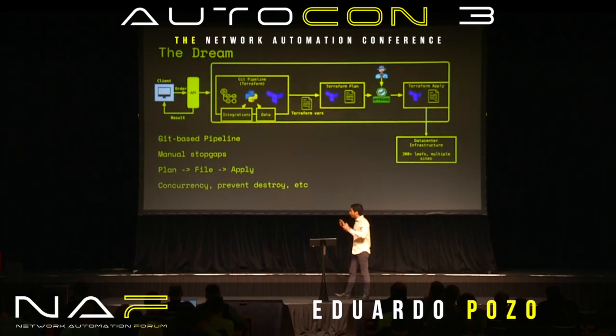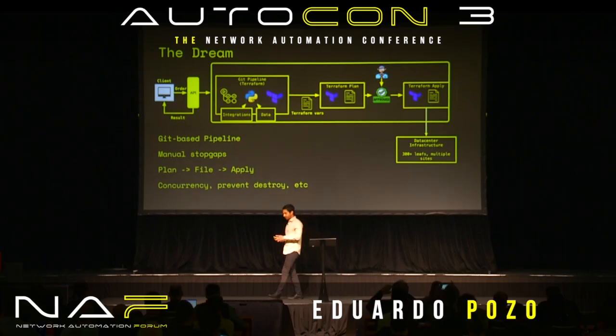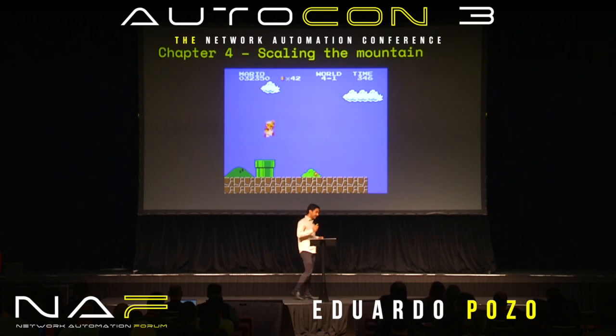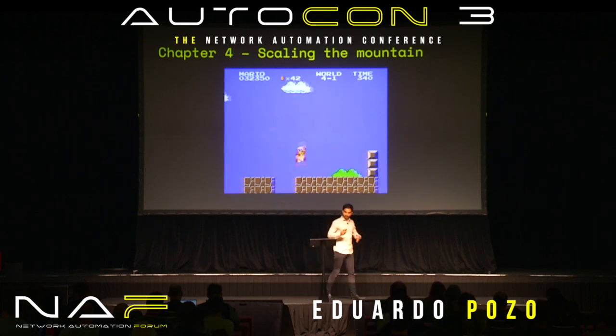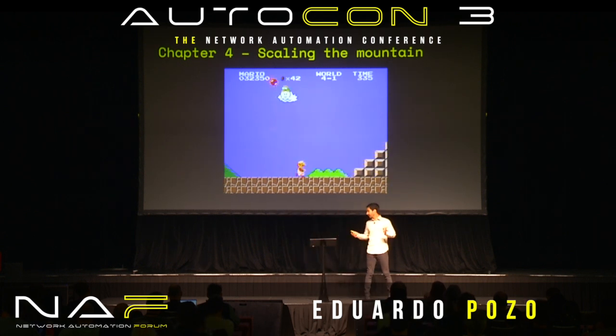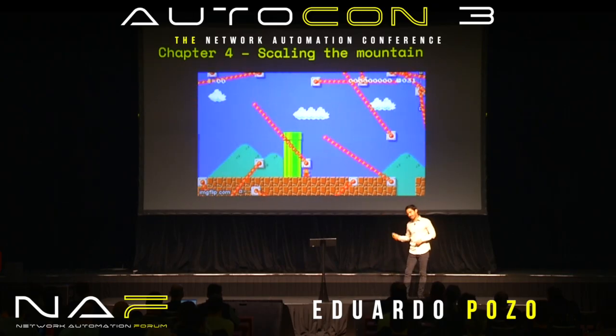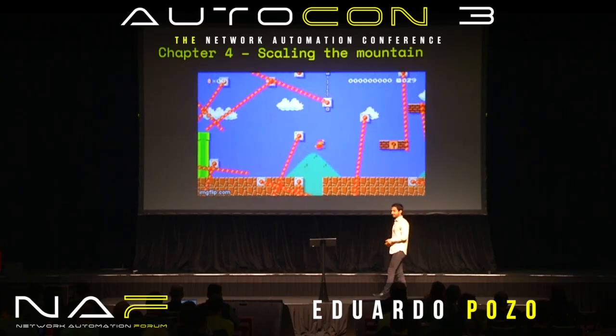So we have almost reached our dreams. We have a Git pipeline that is working. We have a Python script that fetches the integration from other systems and sends this into Terraform. We have the manual stopgap. We have everything in place. So this is how we think it's going to go. Easy. We have done this 1,000 times, and it works. But this is the reality. It's never as easy as we think.